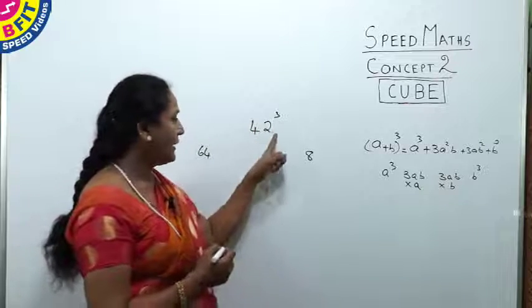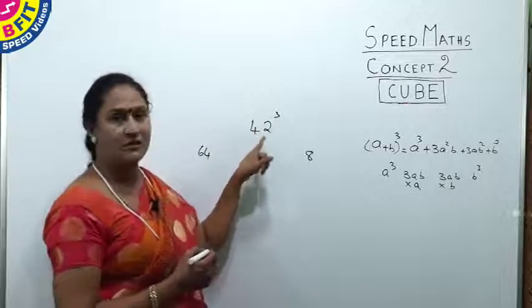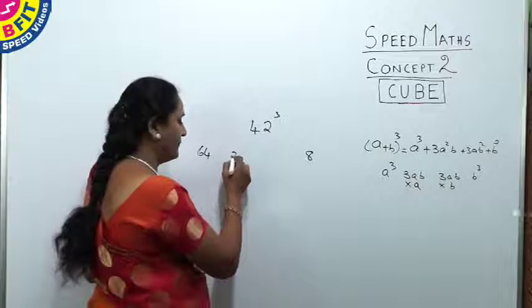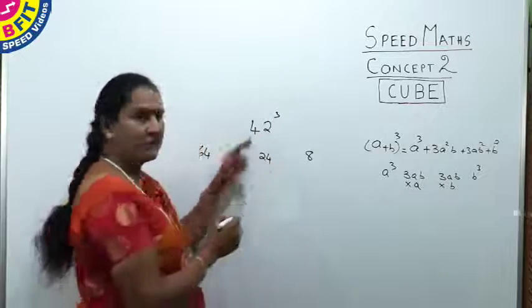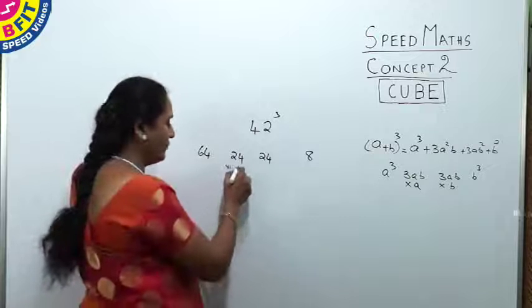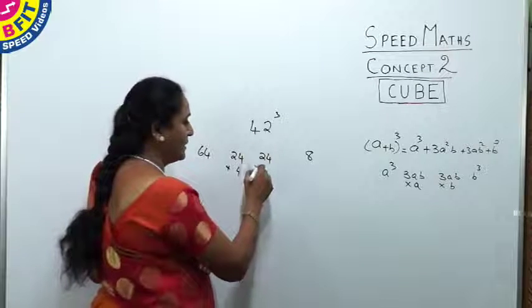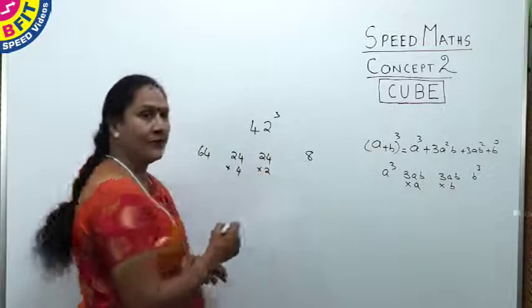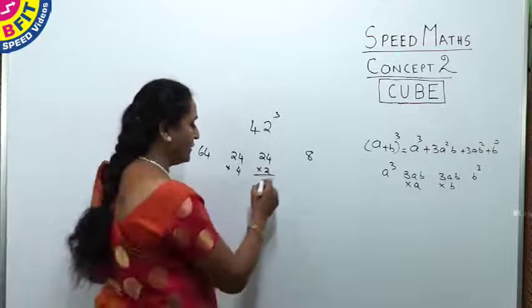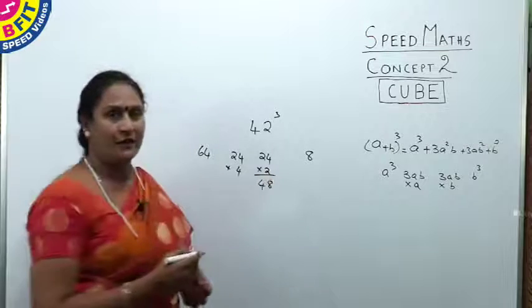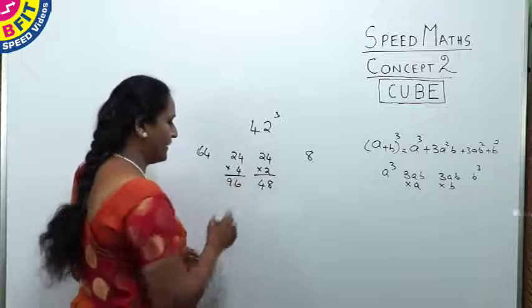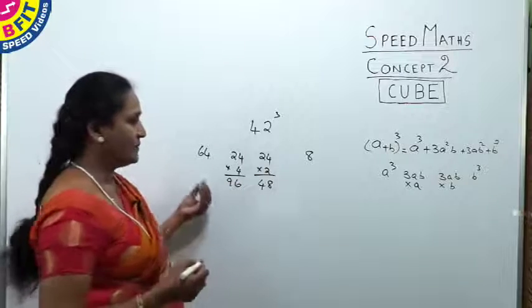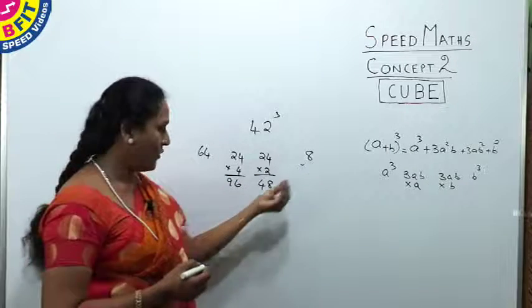And now 3ab. So 3 into 2 is 6, 6 into 4 is 24. So repeating this 24 twice. This first 24 is multiplied with 4, and the second one is multiplied with the units place 2. So what is 24 into 2? 48. What is 24 into 4? 96. So after expanding using this identity, we have got these terms.